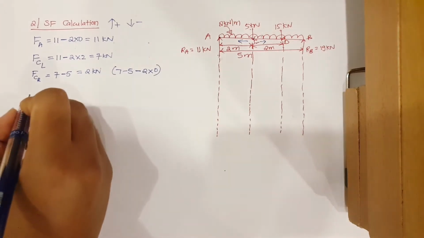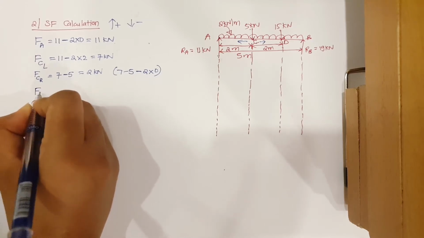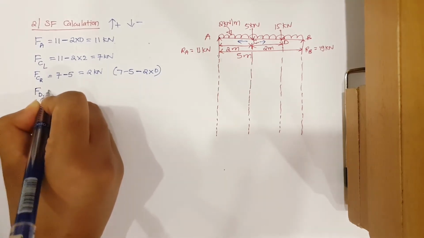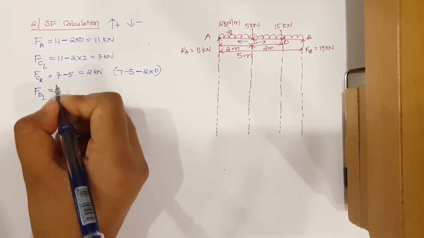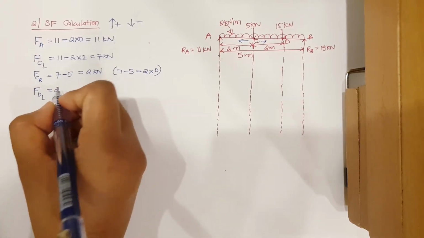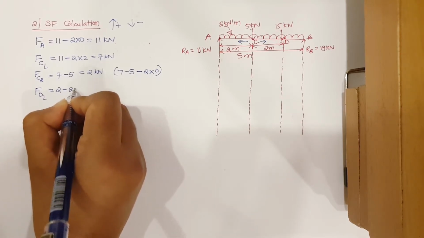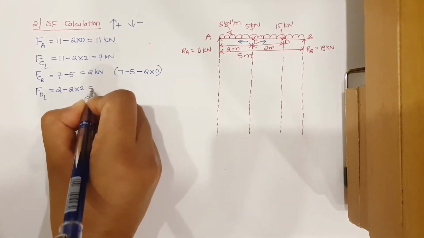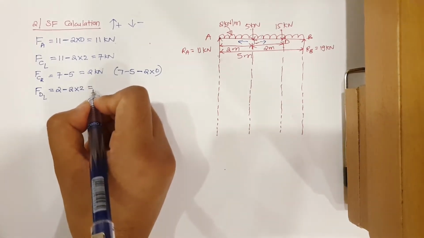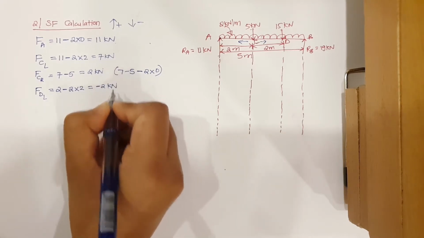Next we have the force at D, left hand side. The last force we got was 2 kN. Now at D we have the UDL running, so minus UDL 2 into 2, as the UDL is running for a 2 meter distance. So 2 minus 4 will be equal to minus 2 kN.